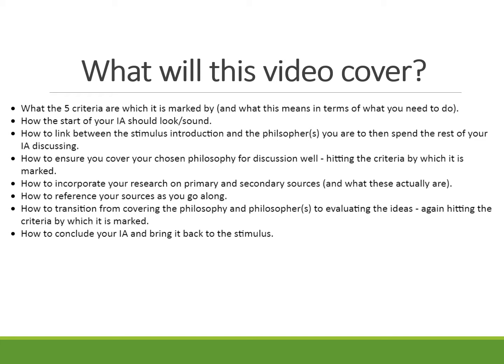How to reference your sources as you go along. A bit of a boring thing to do, but it's an academic must. How to transition from covering the philosophy and philosopher or philosophers to evaluating the ideas, again hitting the criteria by which it is marked, and how to conclude your IA and bring it back to the stimulus, which of course your IA is focused on. And I'll also go through what exactly the IA is and what a stimulus is.